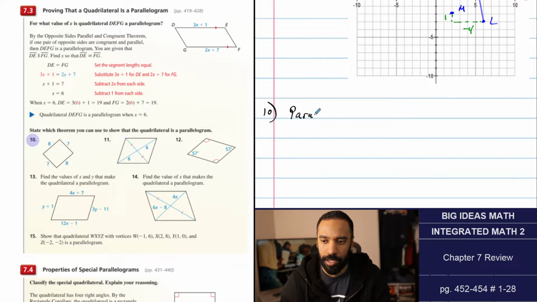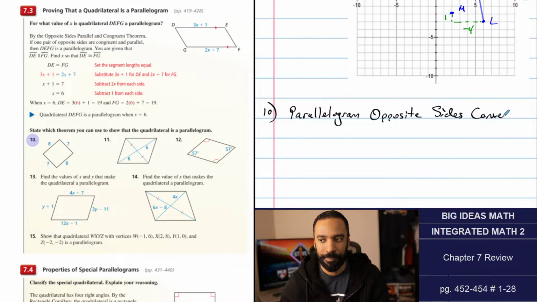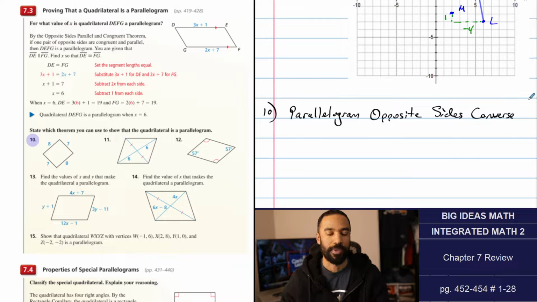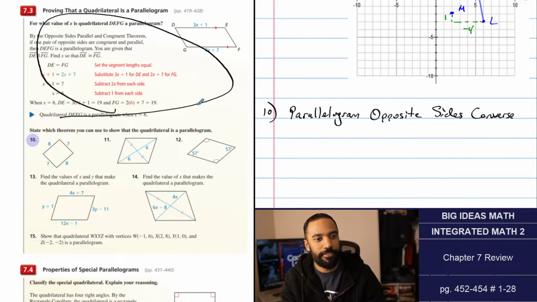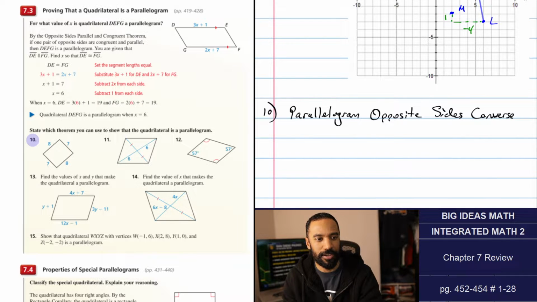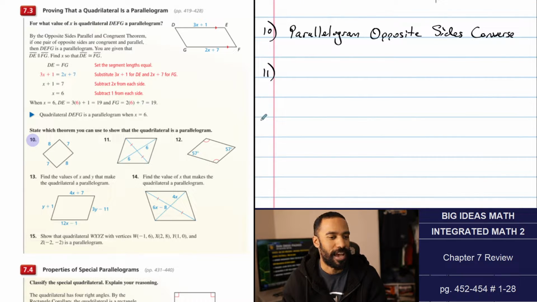So number 10. Parallelogram. I believe these are ones that opposite sides converse. It might be the opposite sides congruent theorem. This is where I wish that I looked it up. Not only do I wish I looked it up, I wish they showed it here. This is all about review, and they're saying, hey guys, we're going to review the stuff. By the way, here's the answer. But I guess that'd be too direct. They're saying, here's the answer. Now I'm going to ask you a question. What's the answer? You have it on the same page.